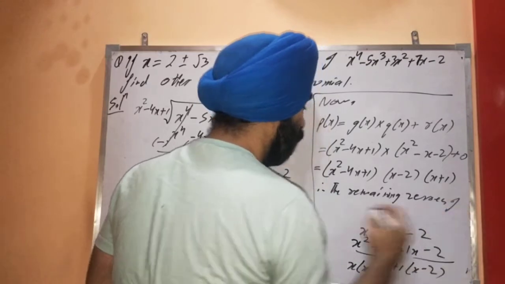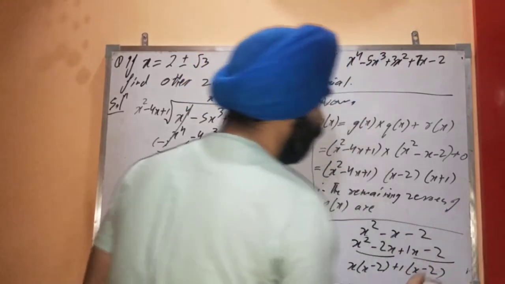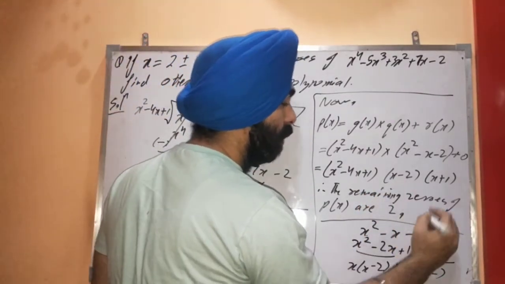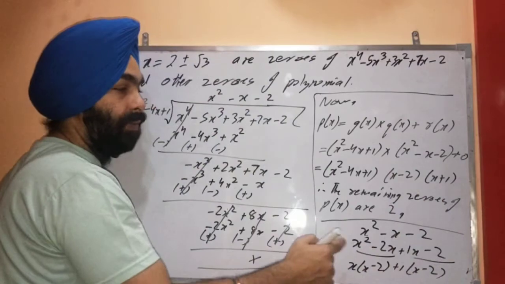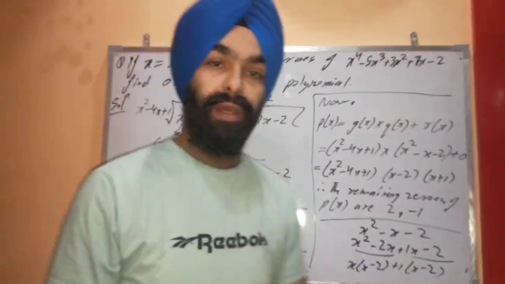So therefore the remaining zeros of px are, so what are the zeros? When this term is equated to 0, that will yield 2, and when this term is equated to 0, we will get minus 1. So these are the remaining zeros.